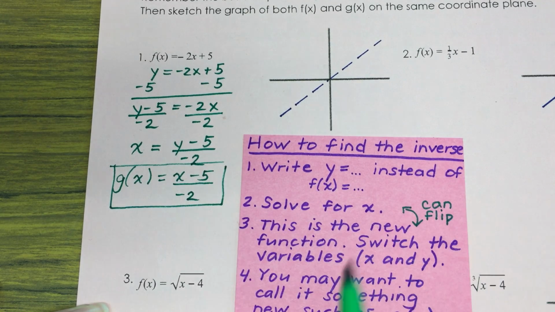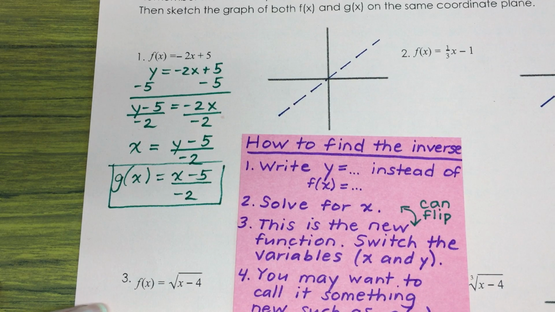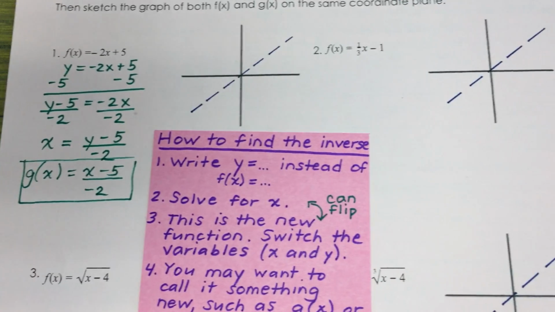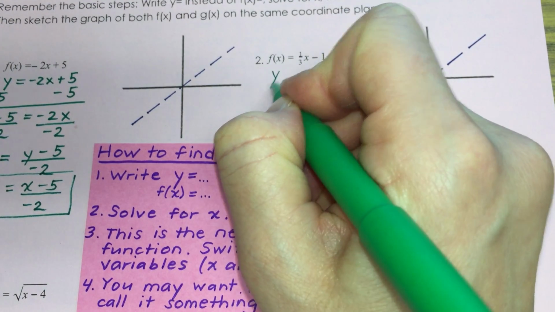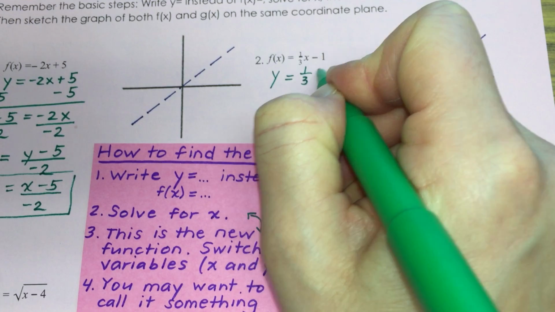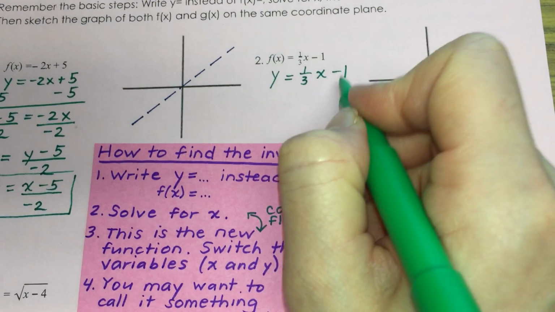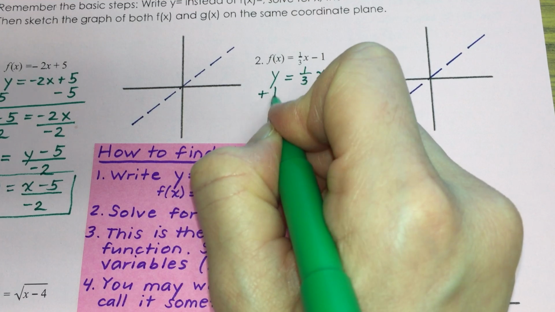By the way, I'm just going to go ahead and go through all these algebraically, and then we'll take a look at the graphs at the very end, so skip to the end if you're more interested in the graphs. But let's do number 2. We're just going to add, first write y equals. We're going to add 1 each side.